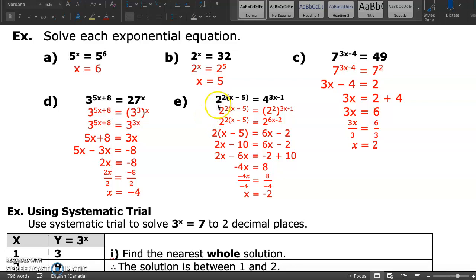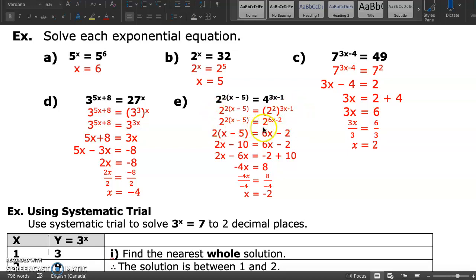Last example. We have 2 as our base. We need to express the right-hand side as a power of 2. Well, 4 is equal to 2 squared. Notice that this is in brackets and that we have to apply the power of a power rule again. But in this case, it will be with distribution. So 2 times 3x is equal to 6x. 2 times negative 1 is equal to negative 2.